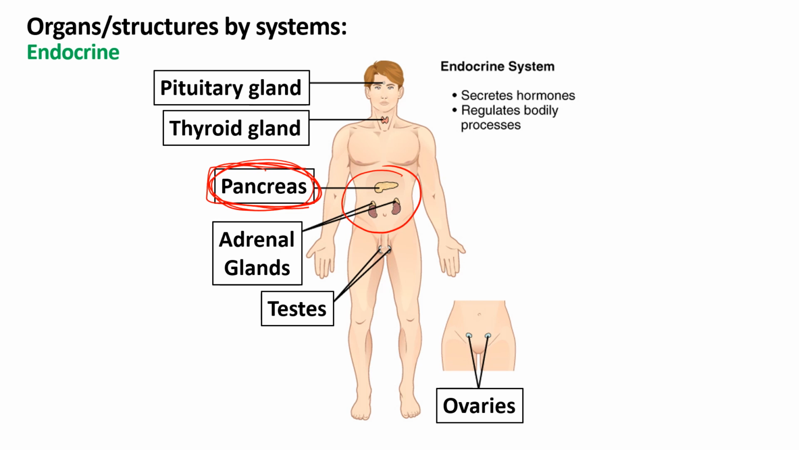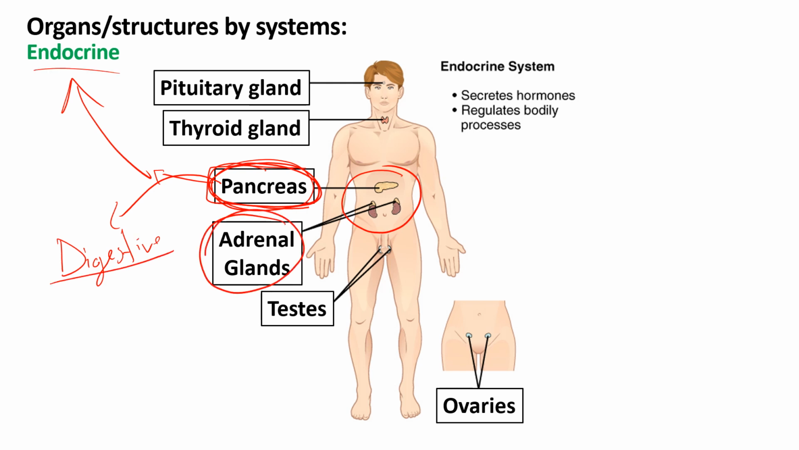So a portion of the pancreas belongs to the endocrine system, and there's a portion of the pancreas that does a digestive function. So it belongs to both. Adrenal glands, those are pure endocrine glands. Both glands are located on top of the kidneys.